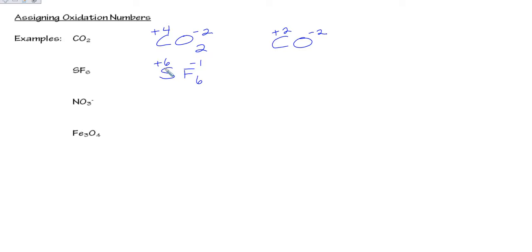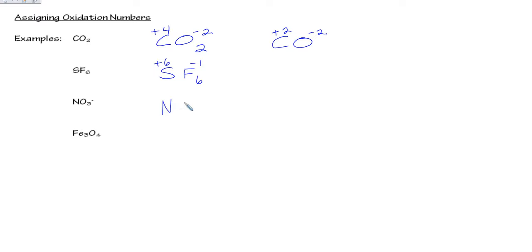Sulfur has 6 valence electrons. He wants to gain 2. But this is not ionic. These are 2 nonmetals. They're going to share electrons, but the electrons will be held closer to the 6 fluorines. Now we can do this with polyatomics, which is actually kind of common.